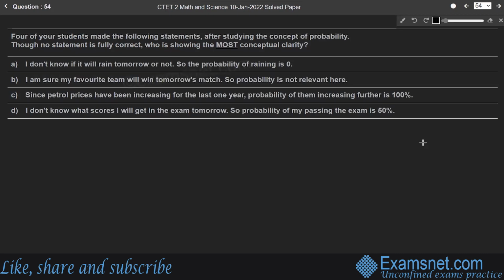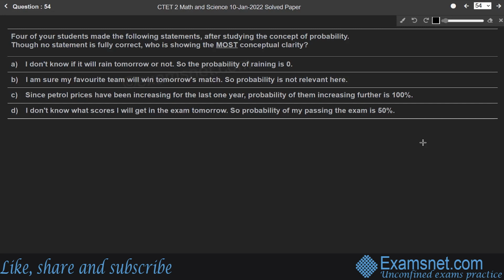Question 54. Four of your students made the following statements after studying the concept of probability. Though no statement is fully correct, who is showing the most conceptual clarity? Option A, I don't know if it will rain tomorrow or not, so the probability of raining is 0. B, I'm sure my favorite team will win tomorrow's match, so probability is not relevant here. C, since petrol prices have been increasing for the last 1 year, probability of them increasing further is 100%. D, I don't know what scores I will get in the exam tomorrow, so probability of my passing the exam is 50%.